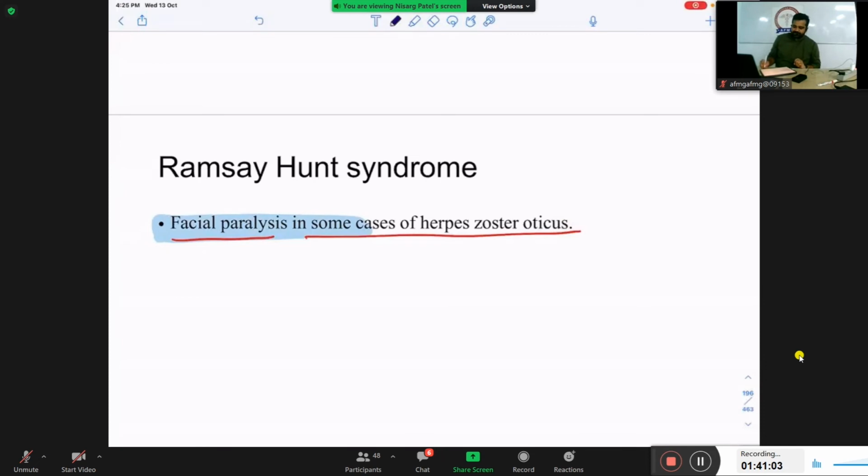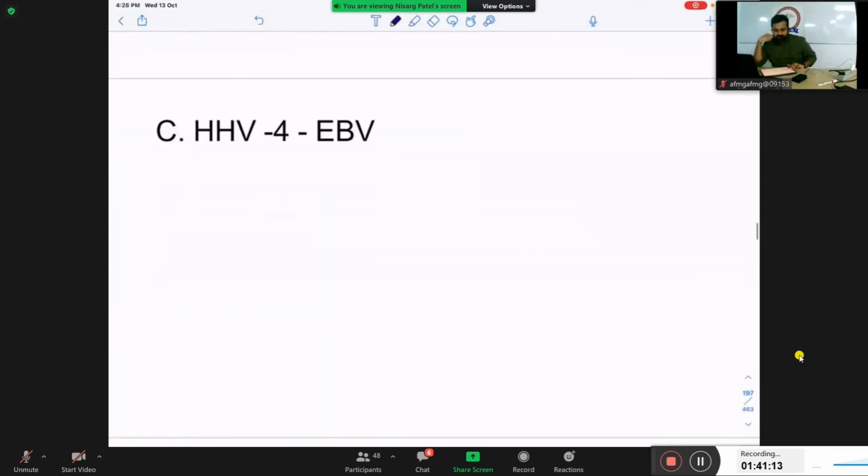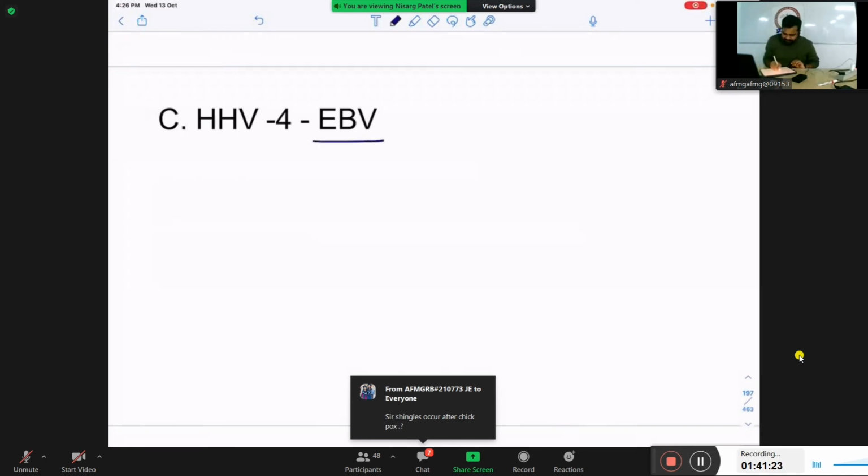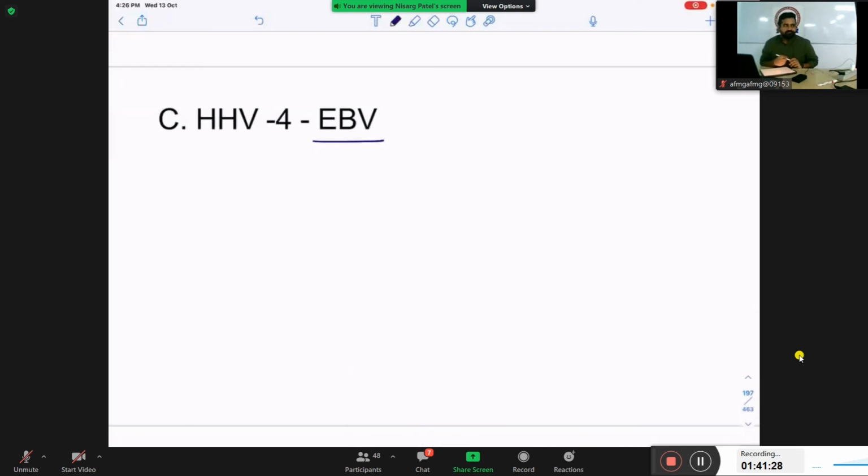Facial paralysis in some cases of herpes zoster oticus, you will see. HHV4, human herpes virus type 4. What is this virus? It is the Epstein-Barr virus. So, what do you know about the Epstein-Barr virus? Anything you know? Any cancer you know which is caused by the Epstein-Barr virus?